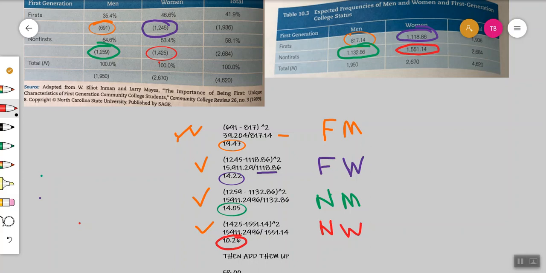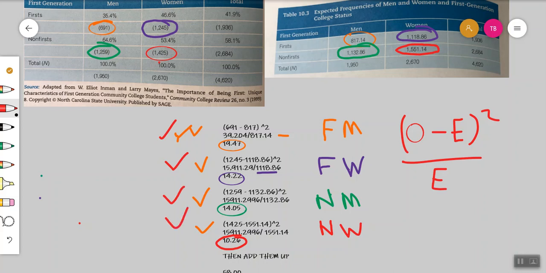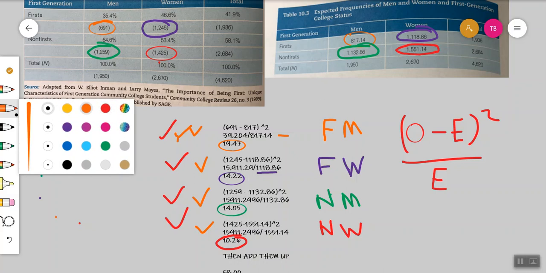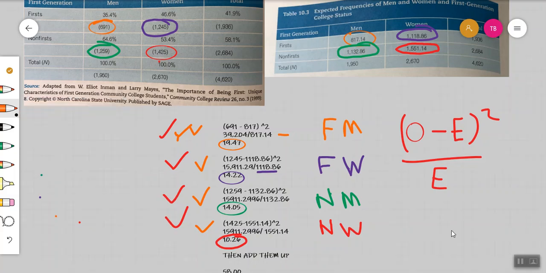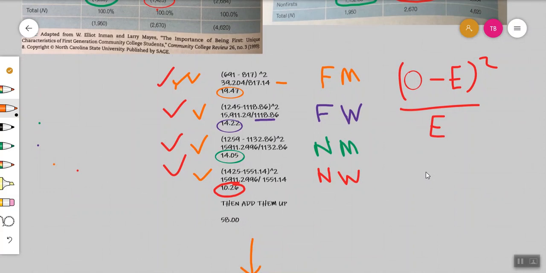So essentially, no matter how many squares you have, you want to do this step for every single one of them. You want to do observed minus expected, squared, all over expected for each and every category. And that's what we have here, for the four categories. So the final step is, after you do this for every single one, we're going to add it up.